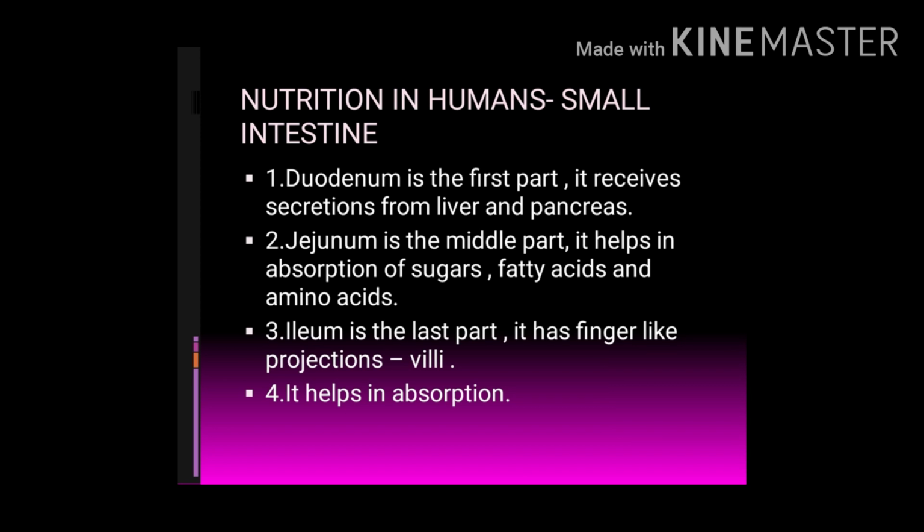Duodenum is the first part. It receives secretion from liver and pancreas. Jejunum is the middle part. It helps in absorption of sugar, fatty acid and amino acid. Ileum is the last part. It has finger-like projections called villi, which helps in absorption.